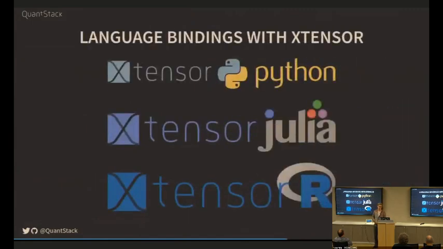And so I'll quickly talk about our language bindings to the major languages of data science. And it's a bit unfortunate that the Python one is the smallest, but obviously it's the most important.